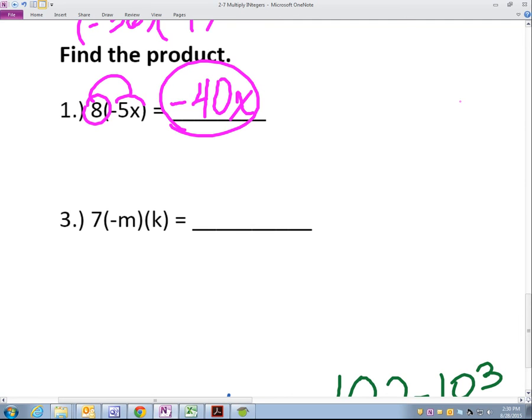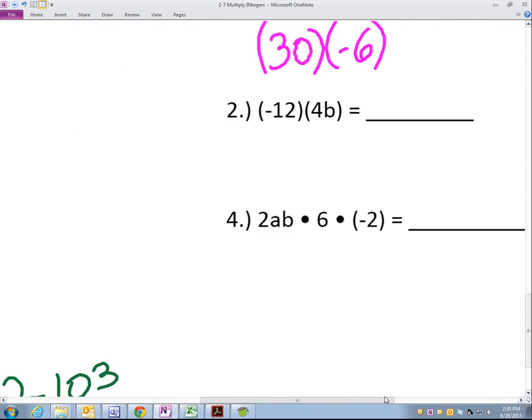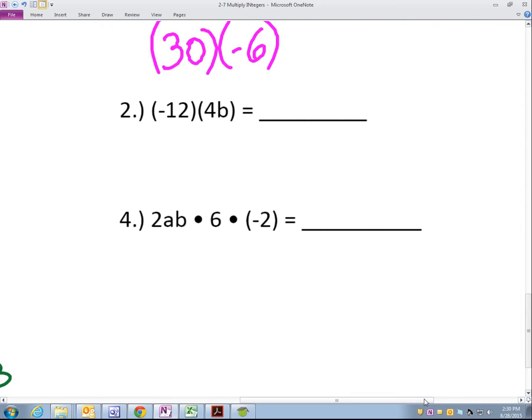And then for number, no, I'm doing number 3 last. Then we have negative 12 multiplied by this whole thing. So all you have to do is negative 12 times 4, which is what, Webb? Negative 12 times 4 is... Well, I said negative 12 times 4, and he was just answering that part. But remember, we're also having a b in there.